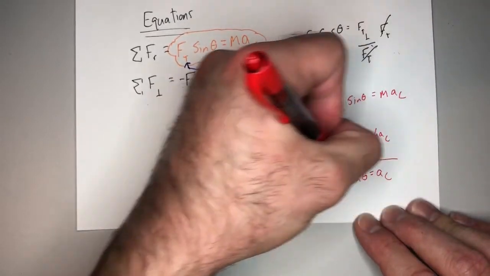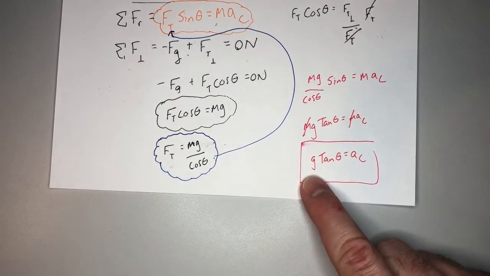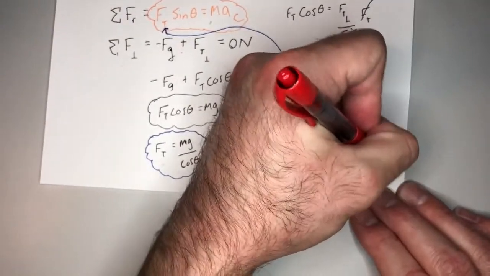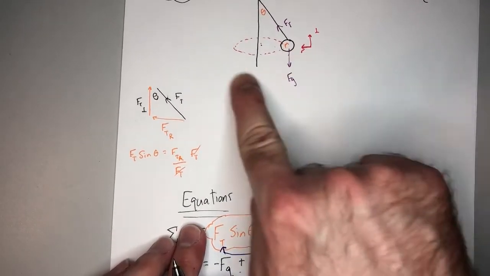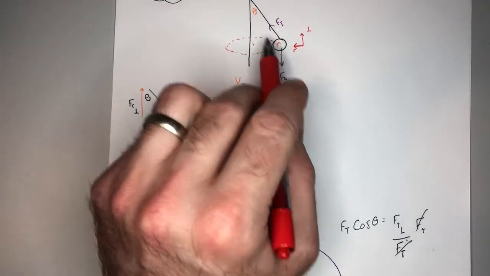So something kind of cool about your centripetal acceleration. It does not depend on mass. It just depends on the planet you're on, gravity, and the angle you're making. So that is your centripetal acceleration equation. For this could be a mass on a string in a horizontal circle. It could be a yo-yo. It could be lots of different things, just a mass attached to a string.